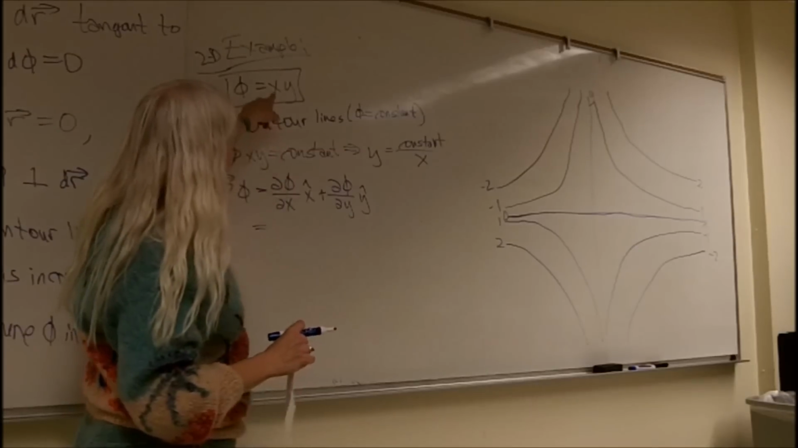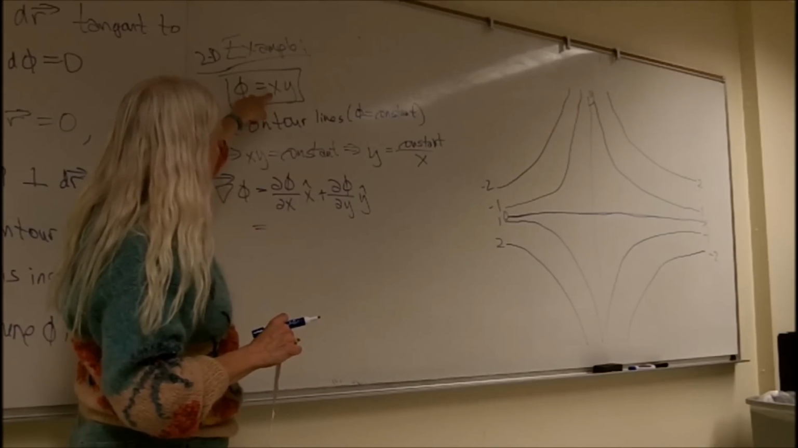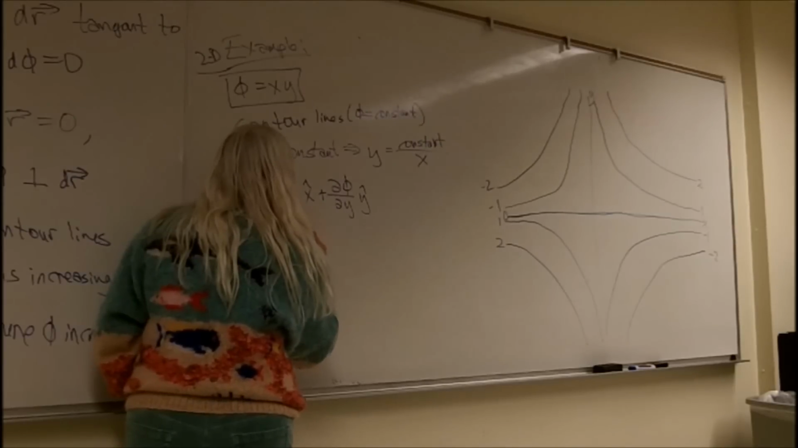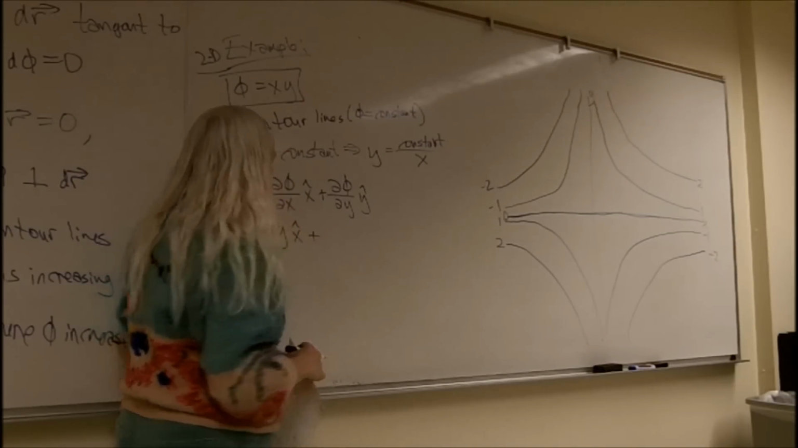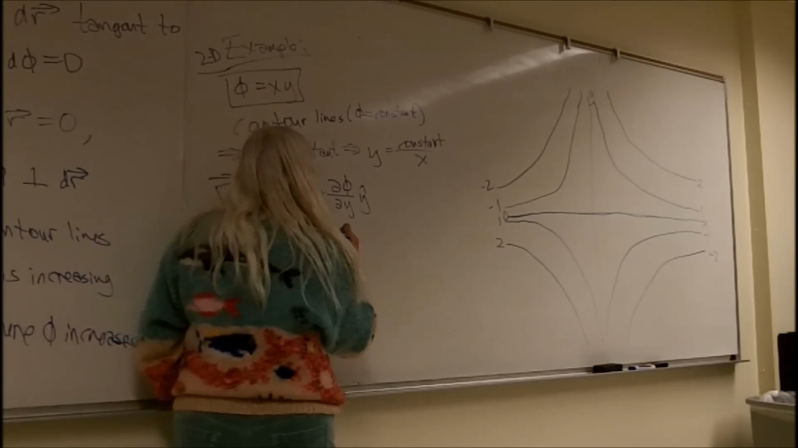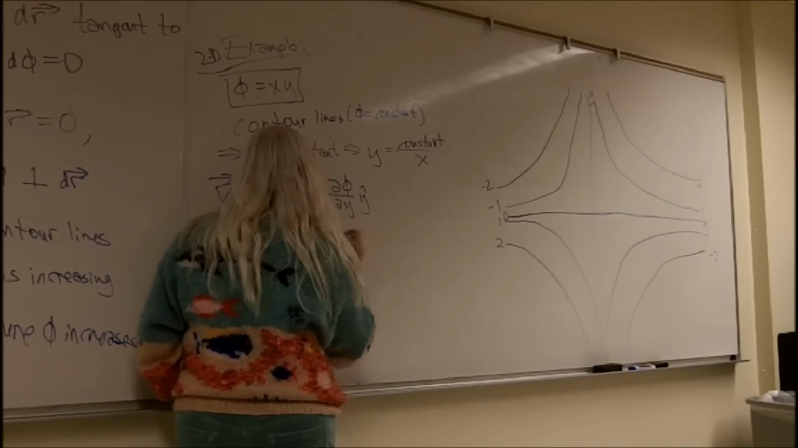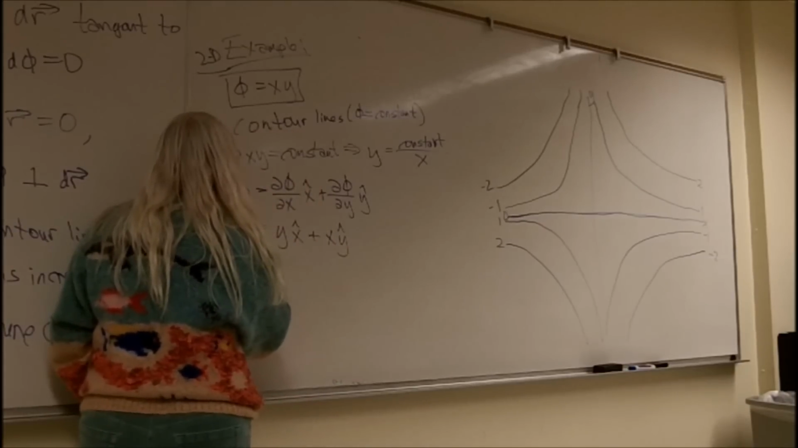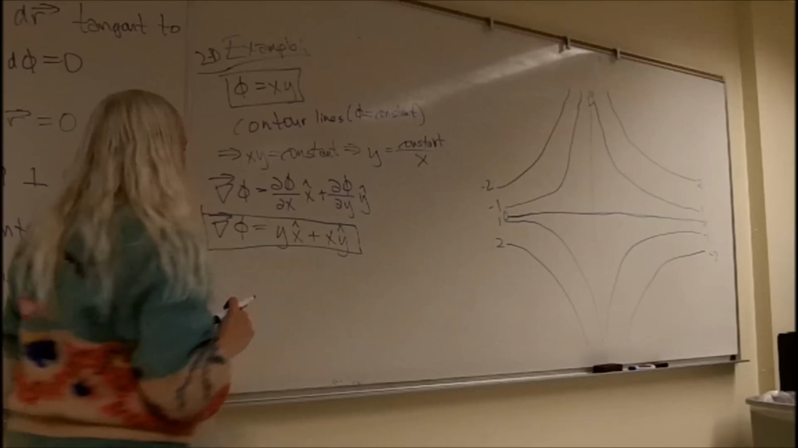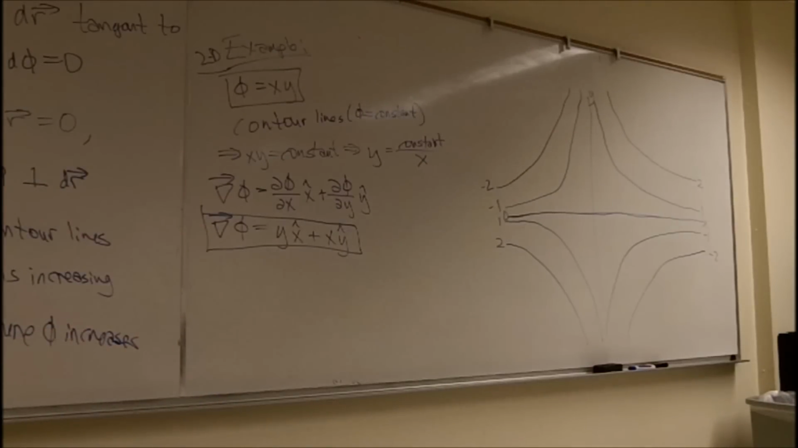So if phi is this expression right here, the derivative of phi with respect to x just gives us y. So this is y times x hat, plus the derivative of phi with respect to y is just x. So x times y hat. So the gradient of phi is y times x hat plus x times y hat.